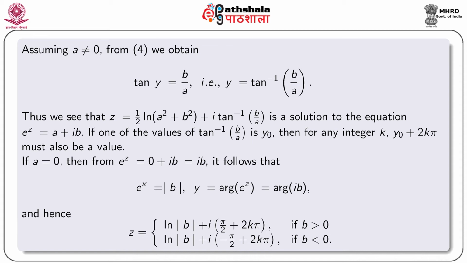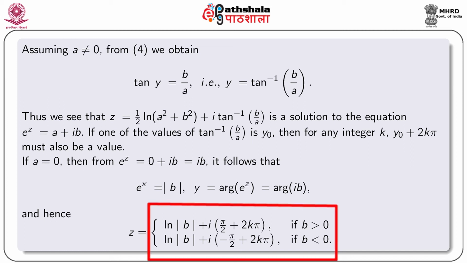If a is 0, then from e to the power z equal to 0 plus ib equal to ib, it follows that e to the power x equal to modulus b and y equal to argument of e to the power z, which is equal to argument of ib, and therefore z can be written as log mod b plus i into pi by 2 plus 2k pi if b is positive, and z equal to log mod b plus i into minus pi by 2 plus 2k pi if b is negative.